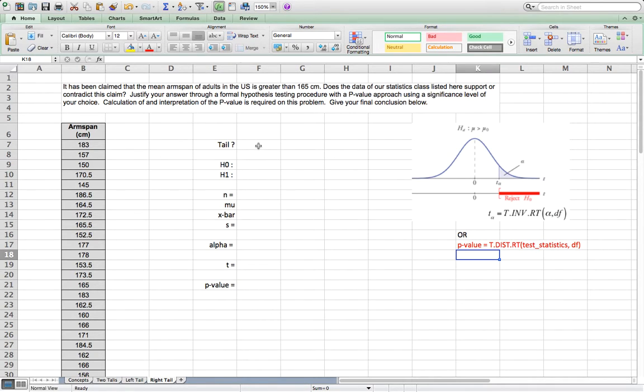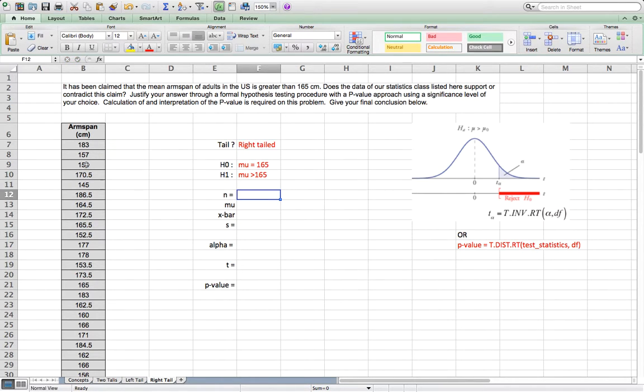Okay, so we first list out our null hypothesis and alternative hypothesis. The alternative hypothesis is greater than 165 because that's your claim, right? You'll say the average arm span of adults in the US is greater than 165. So that's the alternative hypothesis. So your null hypothesis will equal 165. Actually, it's less than or equal, but we just say equal. So this is right-tailed. Okay.